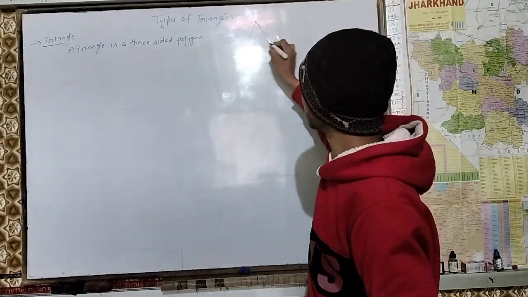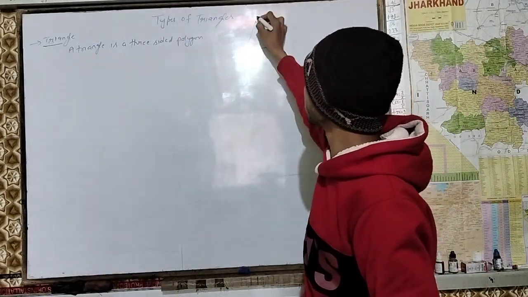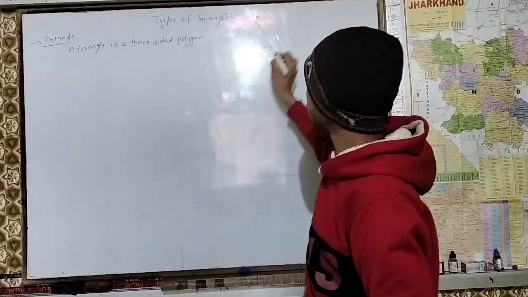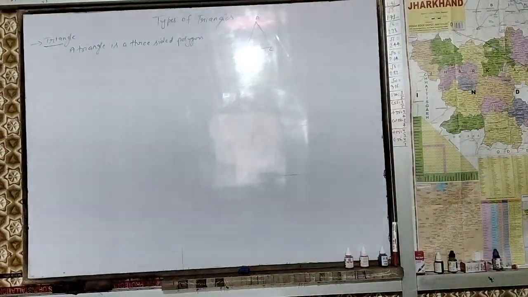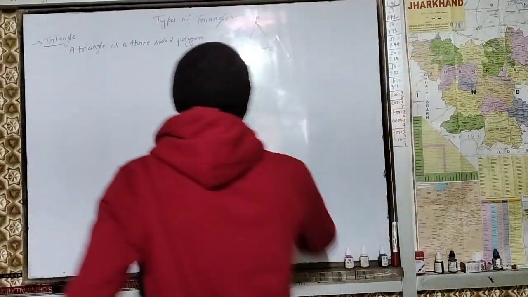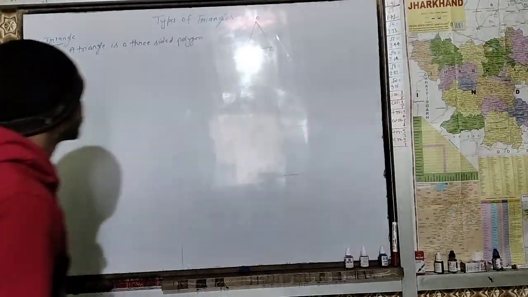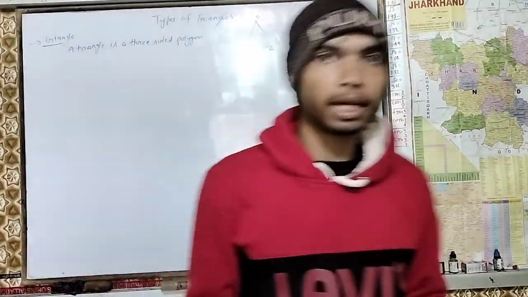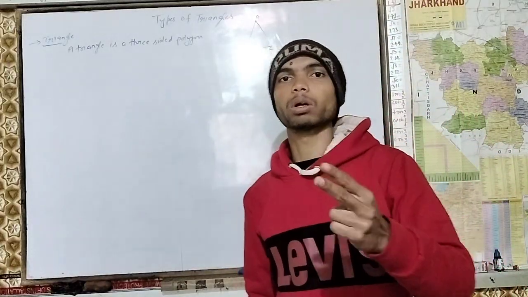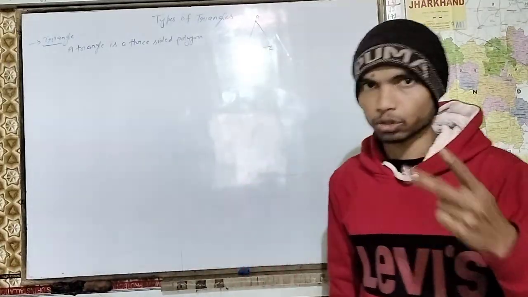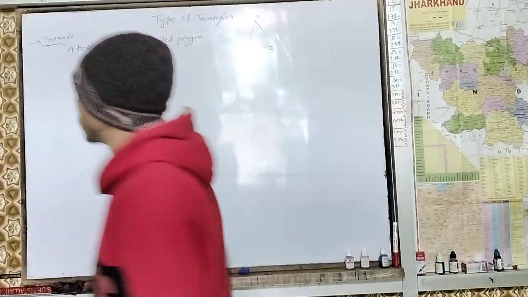It will look like this: A, B, C. Here you can see it is closed, not open. That's why the definition of a triangle would be a closed polygon. This is a polygon. It comes in the category of a polygon.